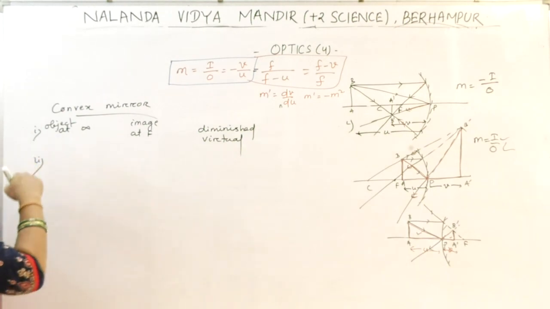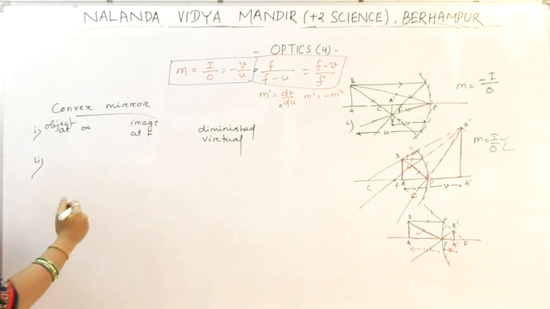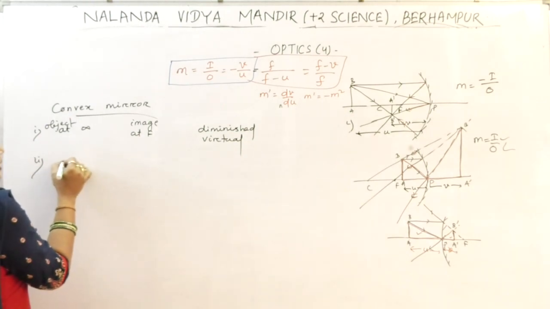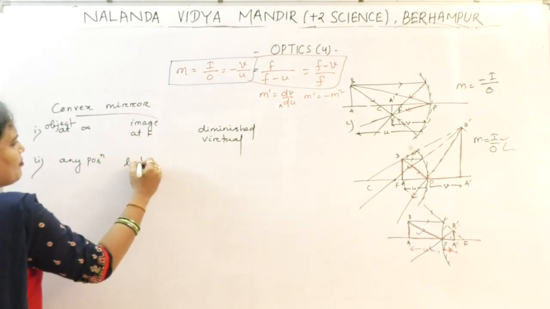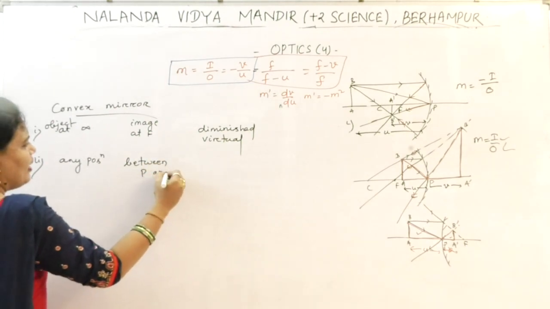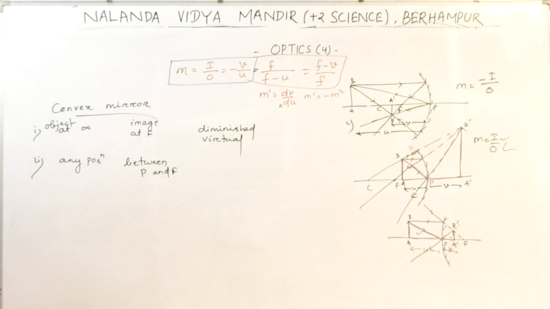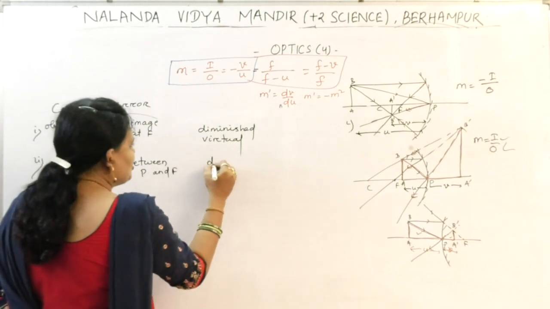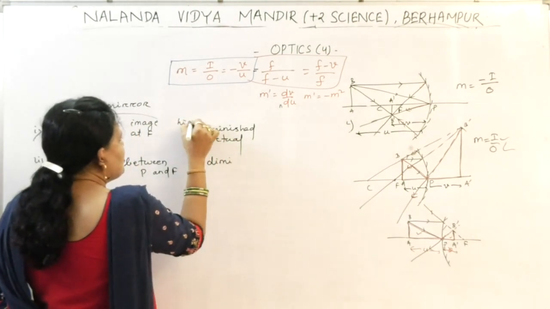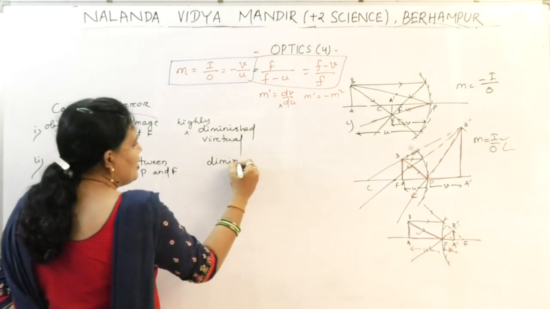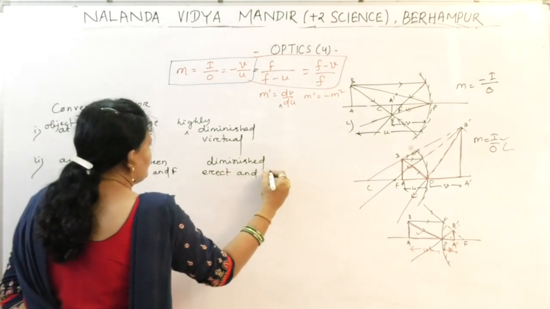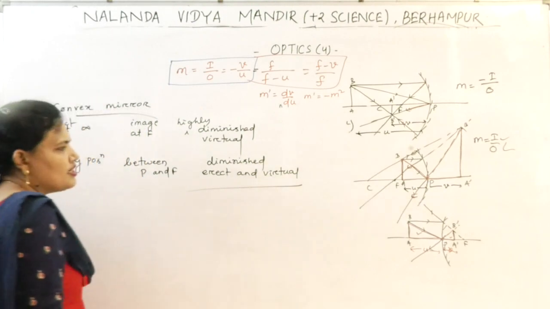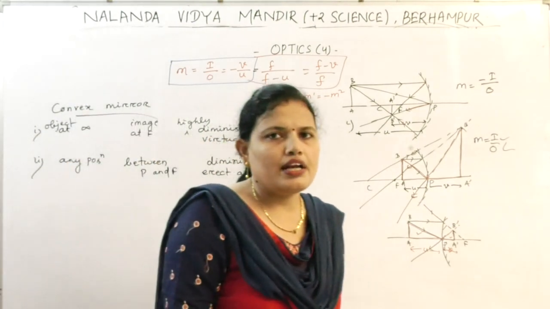Second case, any position except infinity, from infinity to pole, anywhere you take the object, the image will be between pole and focus. For any position of the object, the image is between the pole and the focus. And what is the nature of the image? Diminished, very small or point. Diminished, erect and virtual.